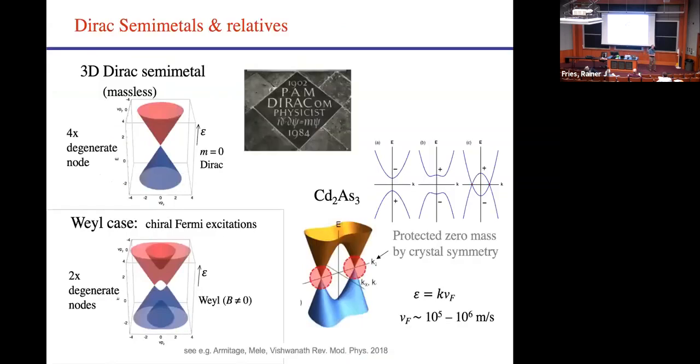So the topological semimetals include Dirac and Weyl systems, as shown here. The Dirac equation: I've got a copy of the Dirac equation. This is from Westminster Abbey.